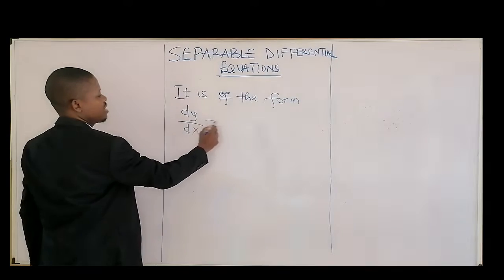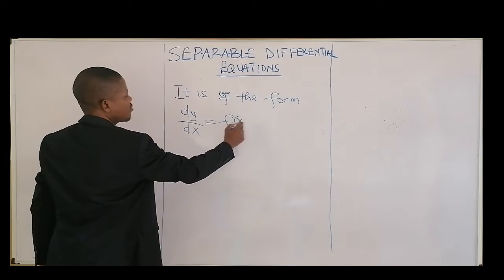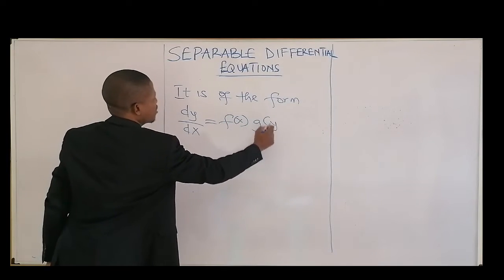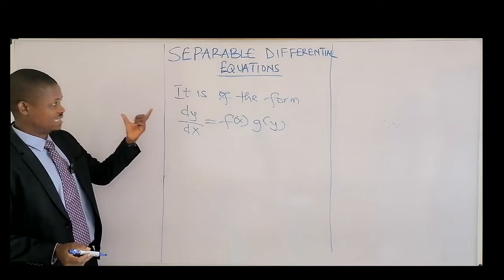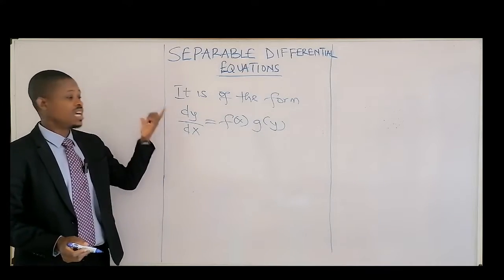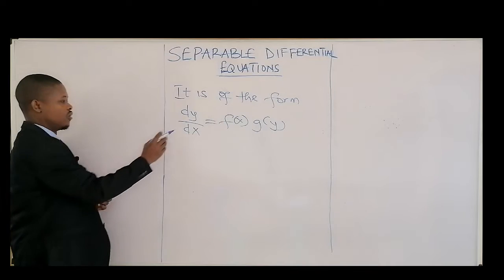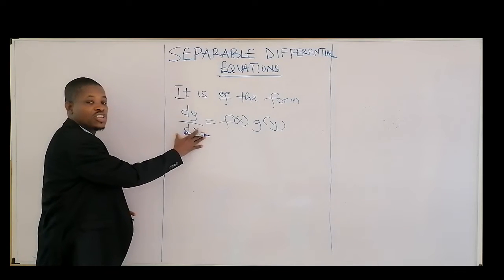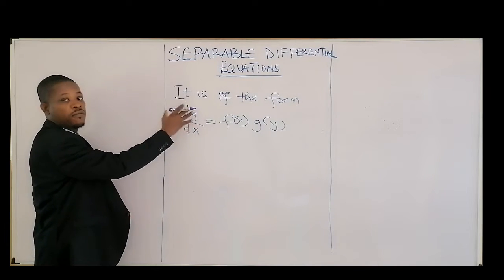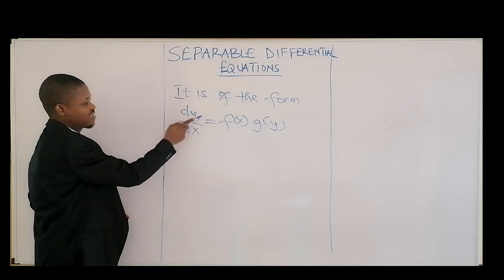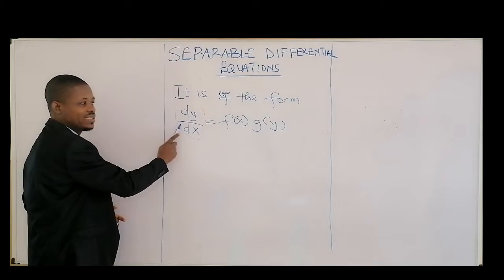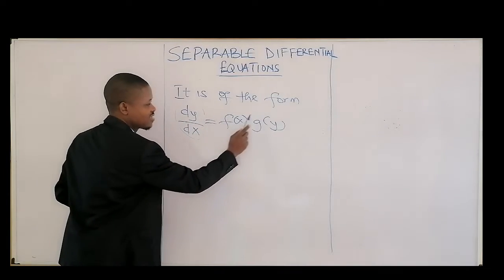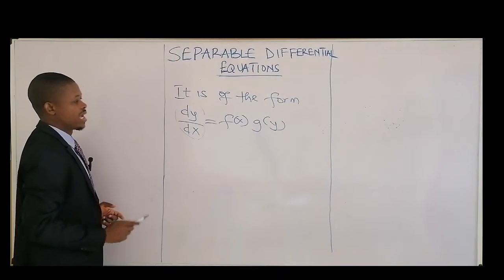dy/dx equal to f of x and then g of y. So this is a form of a separable differential equation. The highest derivative here is what? It's 1. So this is order 1, okay? And then you have your f of x, g of y.